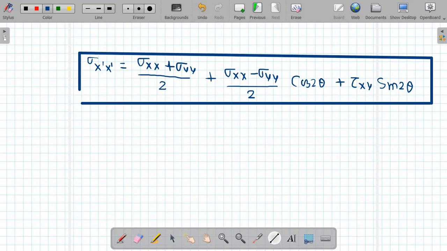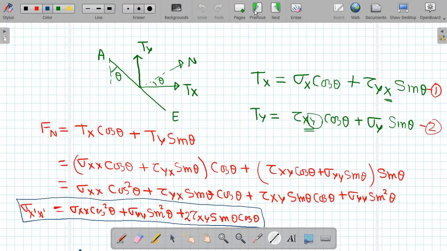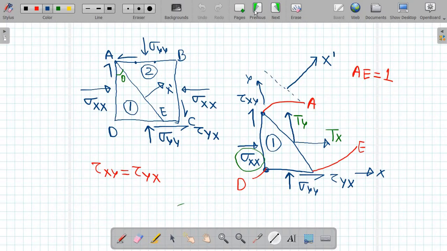Any doubt? Now we wish to calculate the shear stress. Now again we will look here. As I told you, there are two blocks, block 1 and block 2. What actually we have evaluated, calculated? We have calculated what will be the force, net force, or what will be the force normal to this.